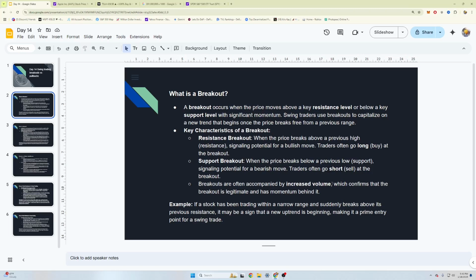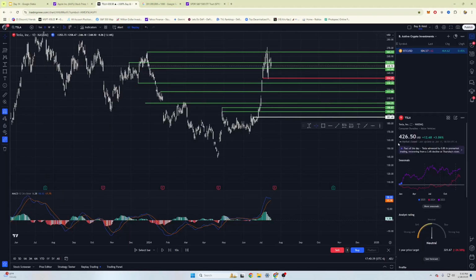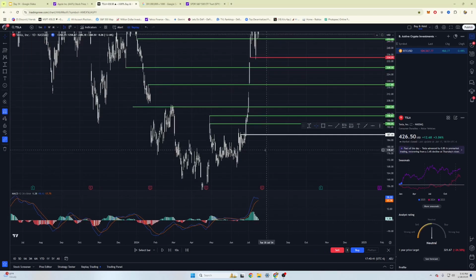A breakout occurs when price moves above a key resistance level. So if we look back at this Tesla chart, technically a breakout would be this is a key resistance level. So when we close above here, even though it gapped up crazily, this would be another breakout.